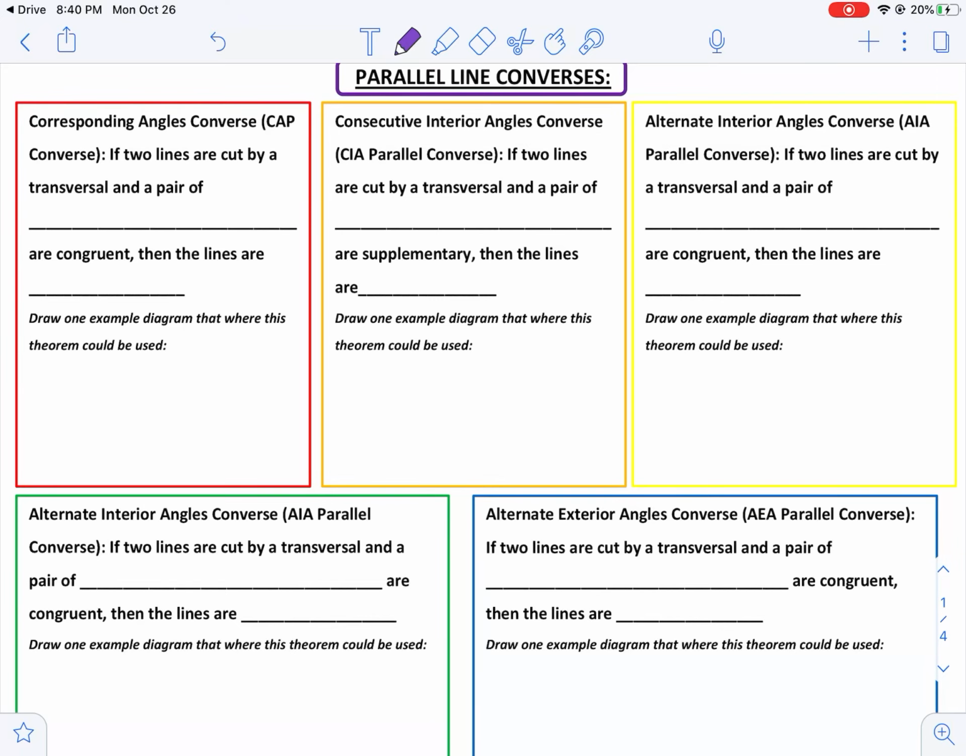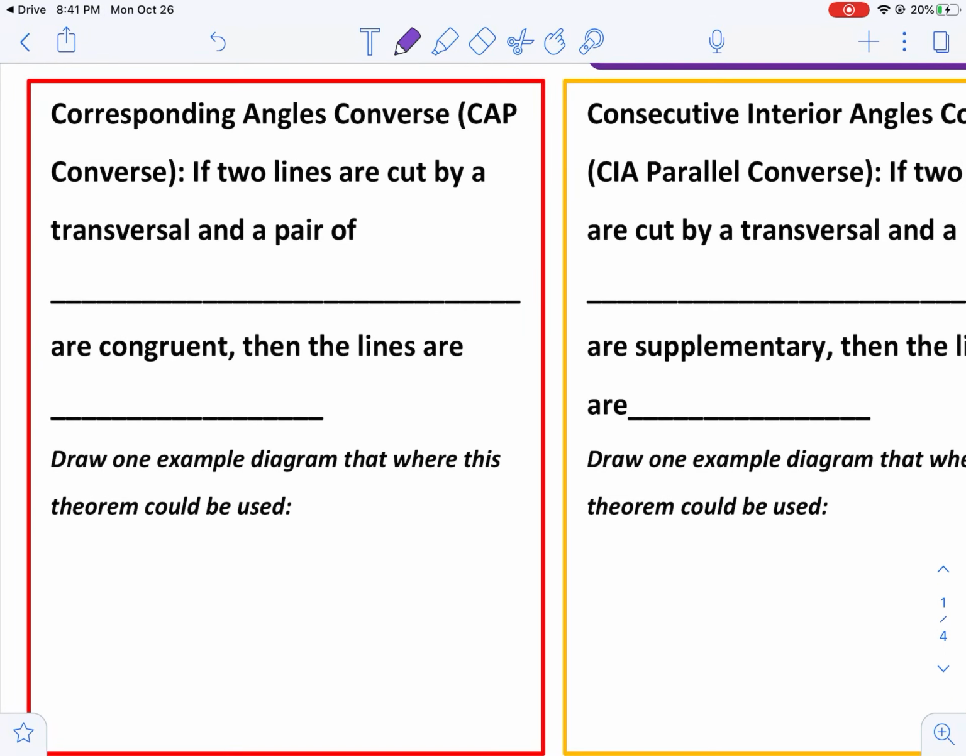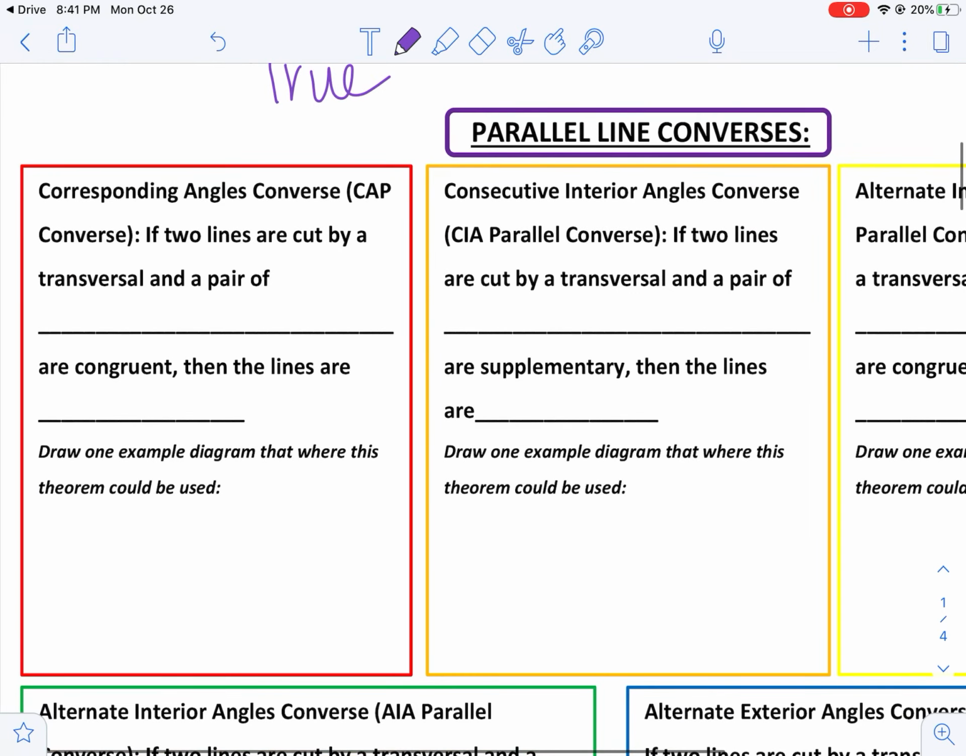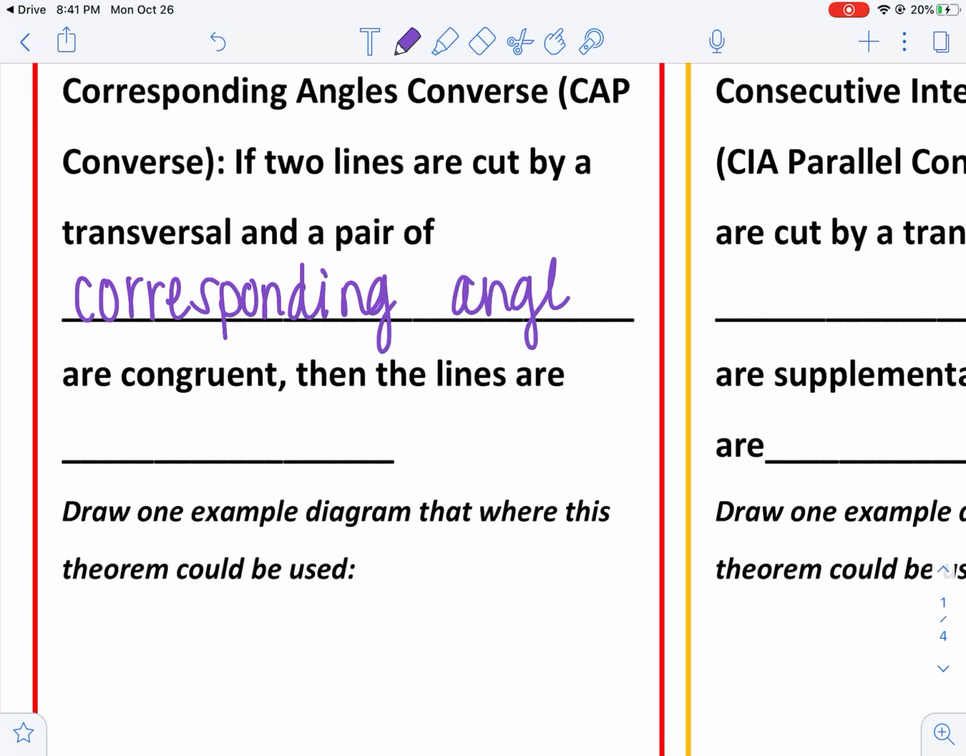Okay. Now, we've got quite a bit of definitions to remember, okay? But they're all pretty much kind of the same, just slightly different, okay? So, corresponding angles converse. Basically, we're taking our corresponding angle postulate and we are flopping it, okay? So, if two lines are cut by a transversal and a pair of corresponding angles are congruent, then the lines are parallel, okay?